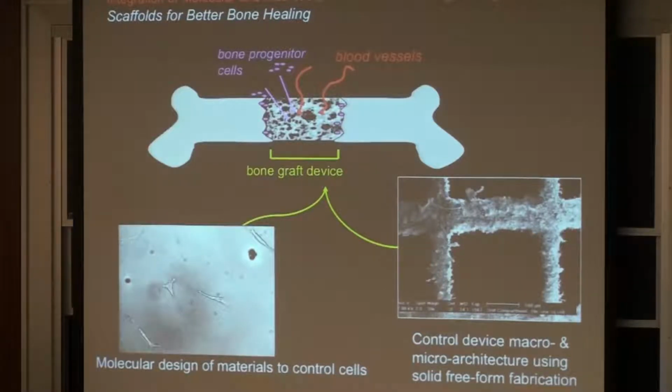There's something in bone called a critical size defect. In fact, there probably is in most tissues. So people know what a critical size defect is? Can you guess? Yeah, what do you think it is?